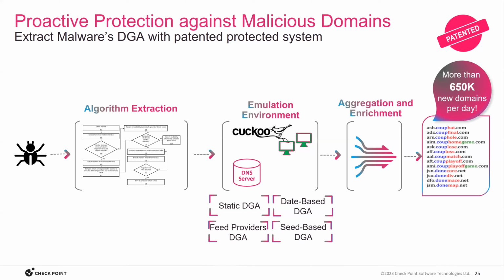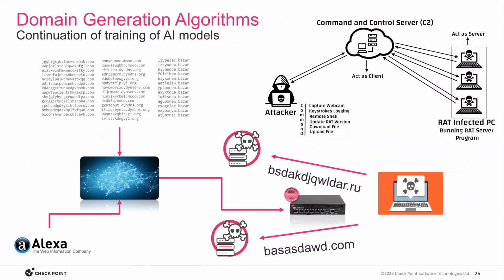More than 650,000 new domains per day. That just tells you when machines generate DNS, they do it much faster than humans.